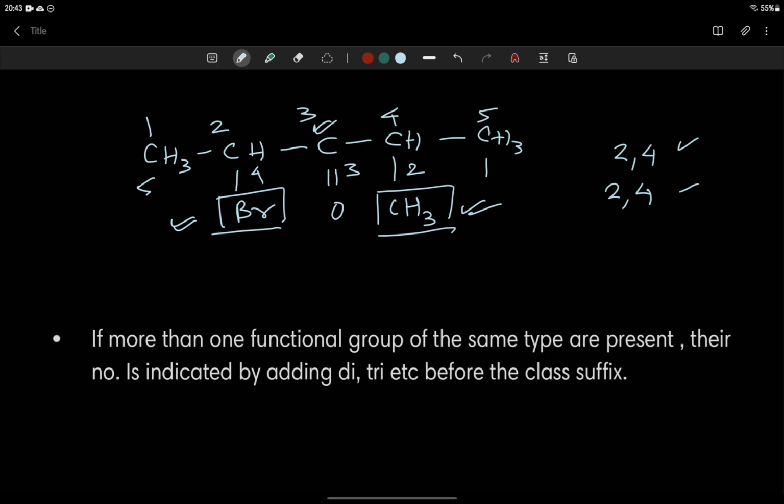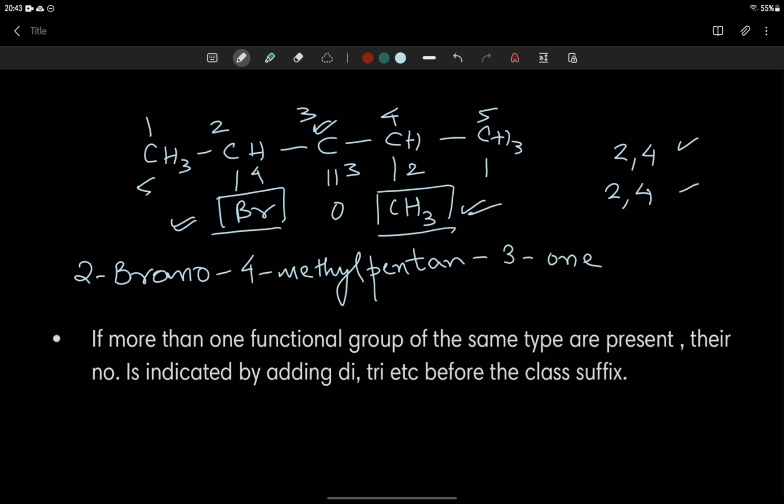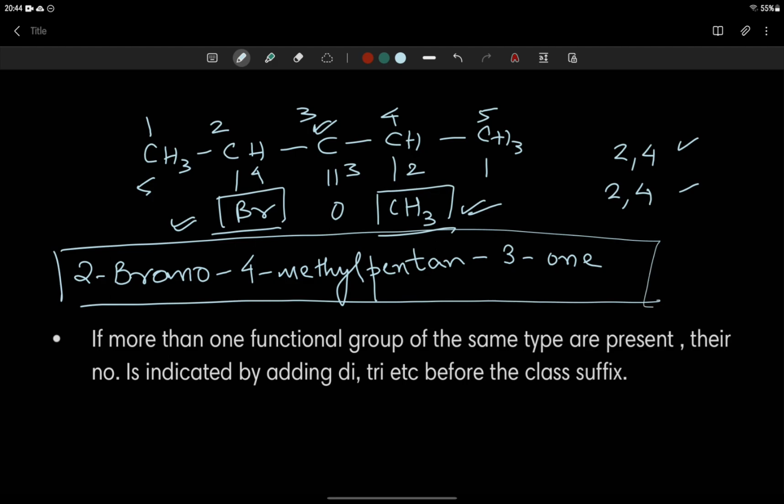So first 2 bromo, for bromine, we don't write bromine, we write bromo as the prefix. You must have seen that. Then 4 methyl, okay. Then word root pent, and because all single bonds are there, pentane. Then in the third carbon we have one ketone group attached. So 2 bromo, 4 methyl, pentane, 3 one. This is the final answer.